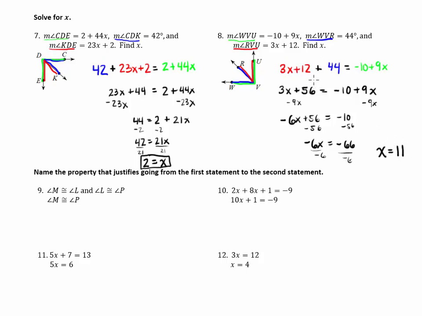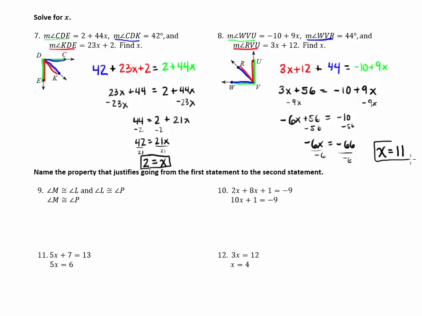And you could check to make sure that answer makes sense. If x is 11, the big angle is going to be 9 times 11, which is 99, minus 10. So the big angle is 89 degrees. Well, if the blue angle is 44 degrees, and the blue and the red have to add up to 89, that means the red angle should be 45. Right? 45 plus 44 is 89. So let's see. If we plug 11 in for x here, we get 33 plus 12 is 45. So we have the correct answer.